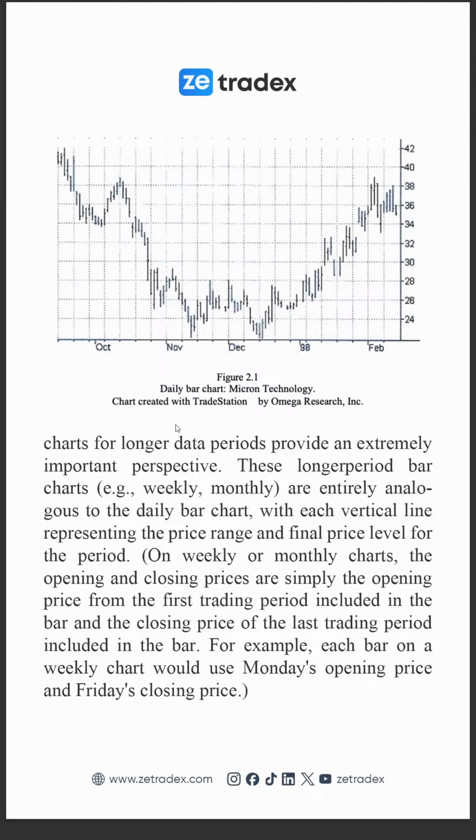And we had a first trading period included in the bar, and the closing price of the last trading period included in the bar. For example, each bar on a weekly chart would use Monday's opening price and Friday's closing price, which of course is what we're seeing here.